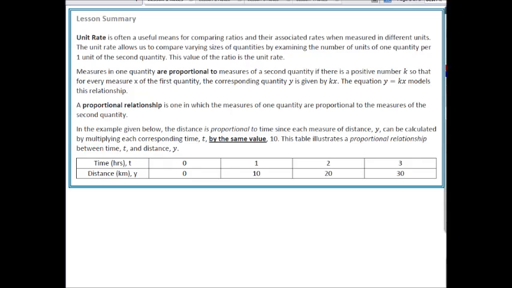In the example below, the distance is proportional to time since each measure of distance y can be calculated by multiplying each corresponding time t by the same value 10. So notice here, 0 times 10 is 0, 1 times 10 is 10, 2 times 10 is 20, and 3 times 10 is 30. This table illustrates a proportional relationship between time t and distance y.